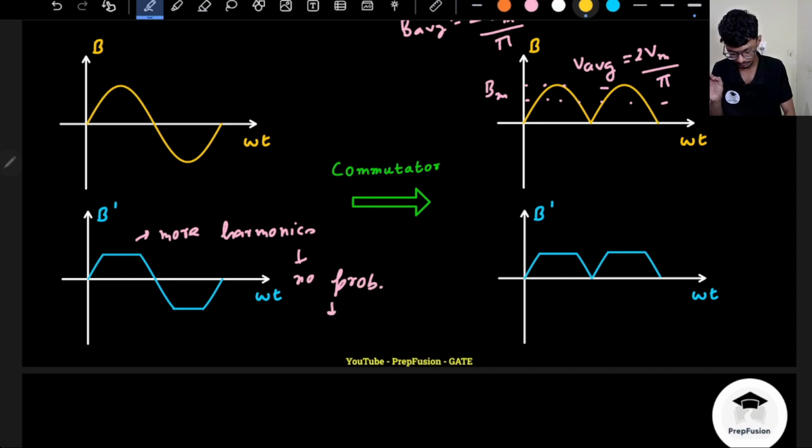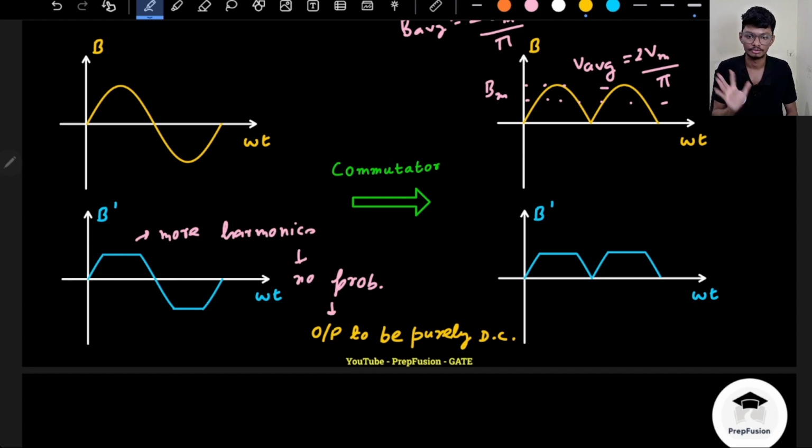I want my output to be purely DC. There is no problem with this. Why? Because I want a better average. So this will be less pulsating. Okay, so yeah, that is the case.